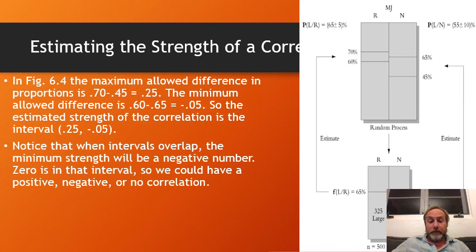So this will happen when intervals overlap, right? The minimum strength will be a negative number, right? We've also got 0 in that interval, right? So this interval for the strength of the correlation is consistent with a positive correlation, no correlation at all, or even a negative correlation.